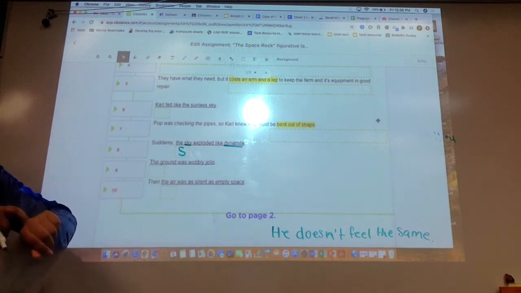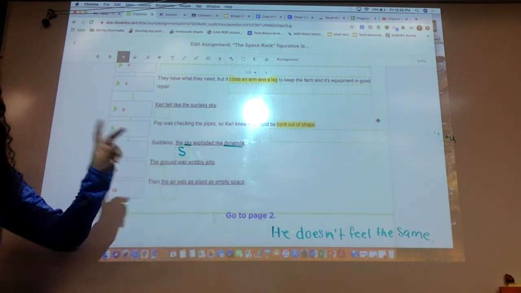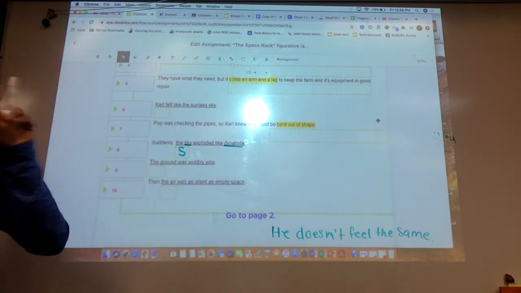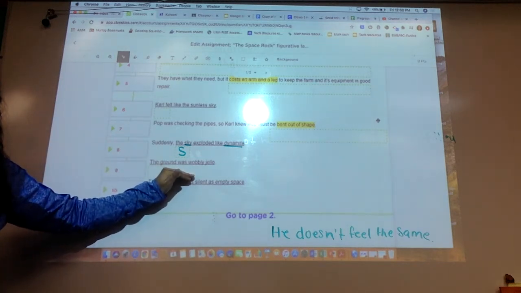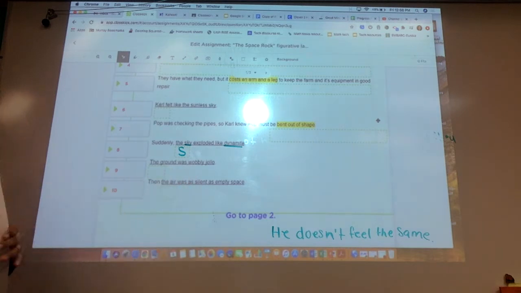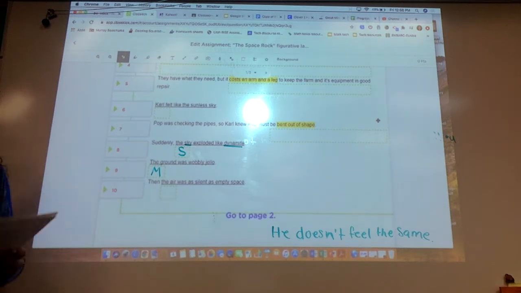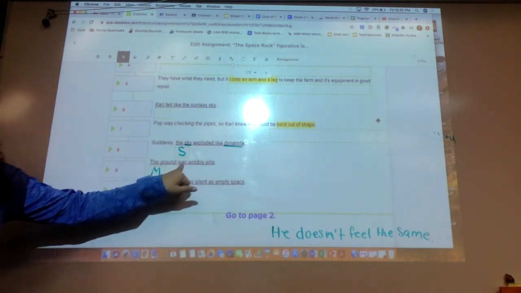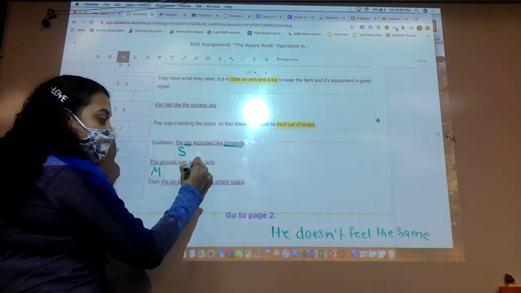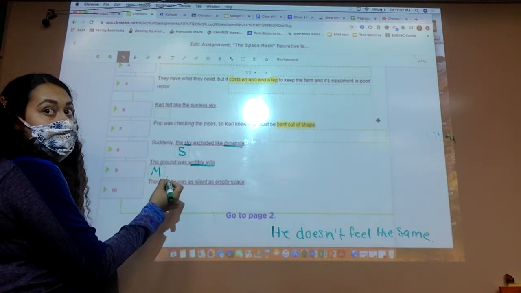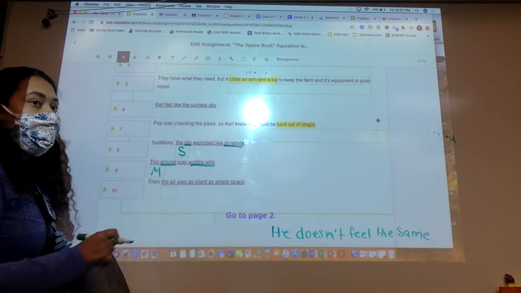Number 9, ready? The ground was wobbly jello. Okay, so simile or metaphor? Remember, a simile has like or as. Does this sentence have like or as? No, so it is a metaphor, because it's comparing something but it uses a different word. The ground was wobbly jello. So wobbly jello is being compared to the ground. Metaphor: ground and wobbly jello.